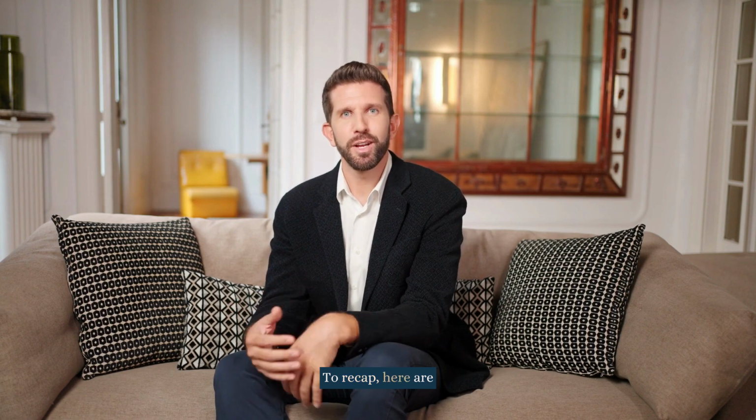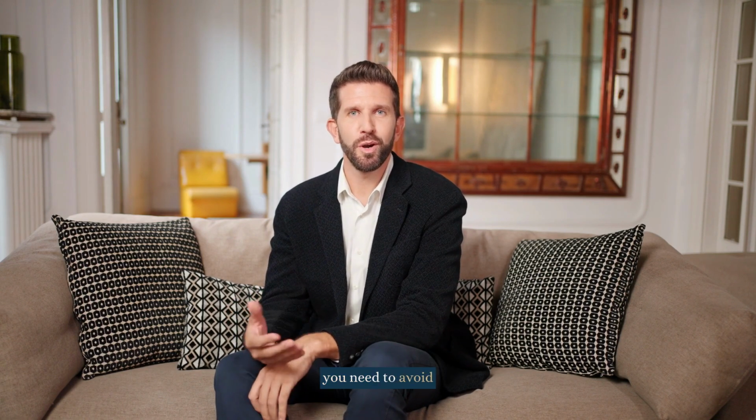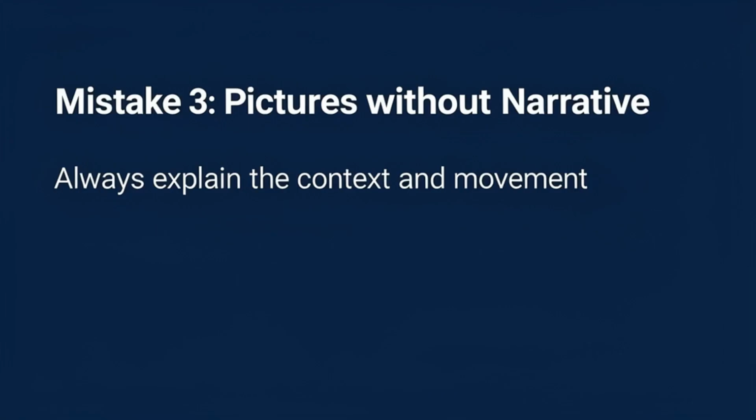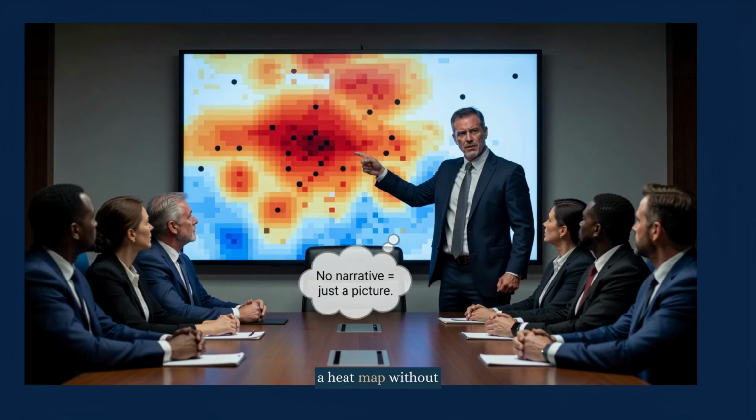To recap, here are the 3 biggest mistakes you need to avoid when building your heat map. 1. Using vague, unanchored scales. If high means something different to every risk owner, the map is junk. 2. Plotting too many risks. If the board sees 40 dots, they see nothing. 3. Showing the heat map without commentary. A heat map without a narrative is just a picture. Always present it with, here's what changed, here's why, and here's what we're doing.